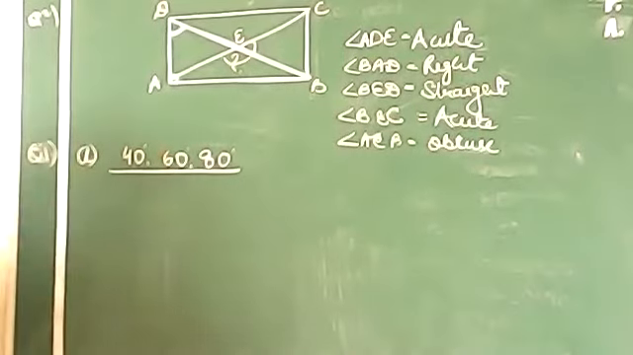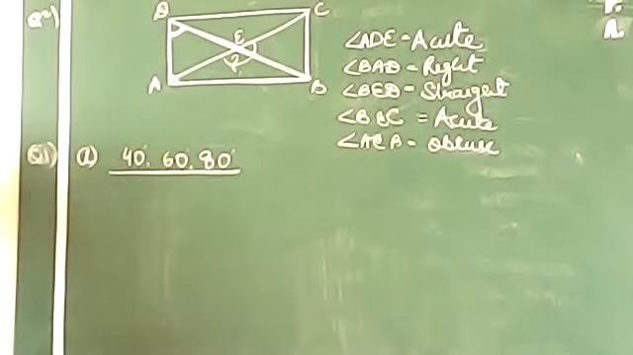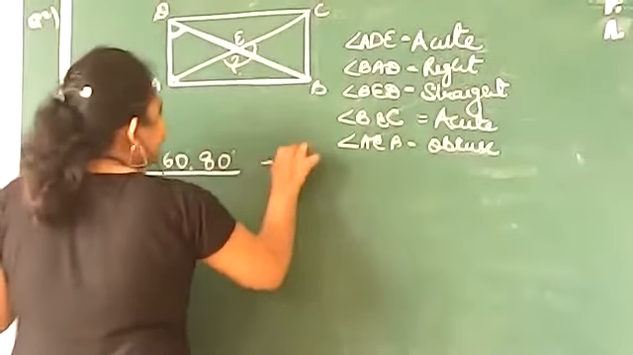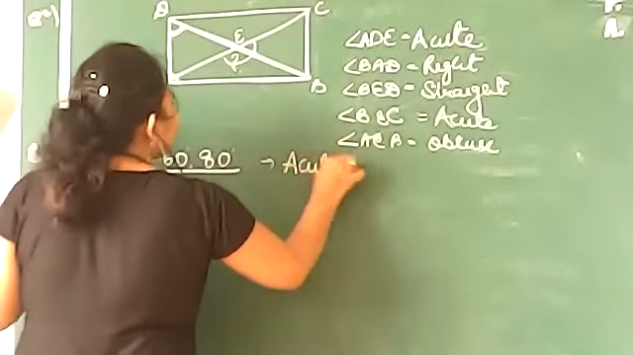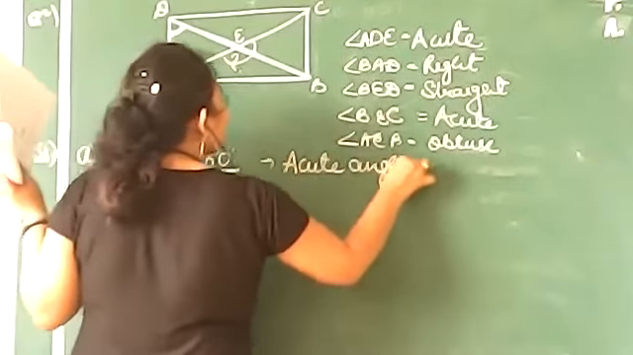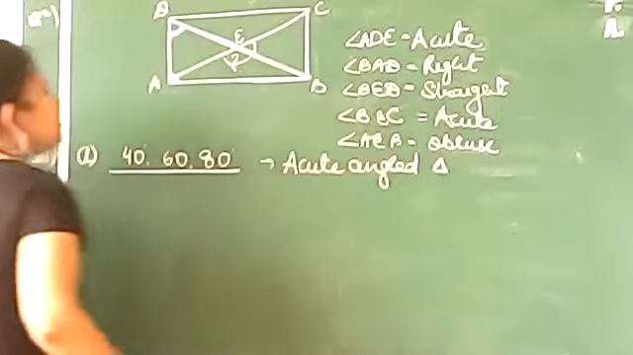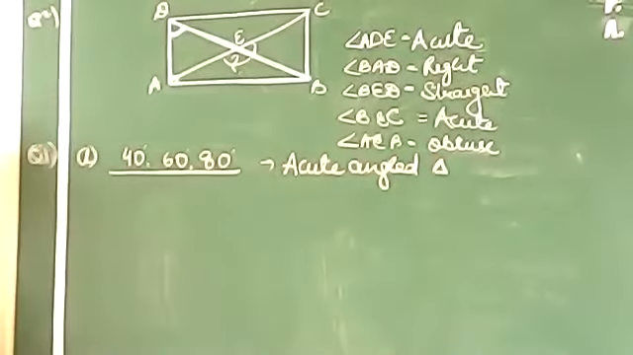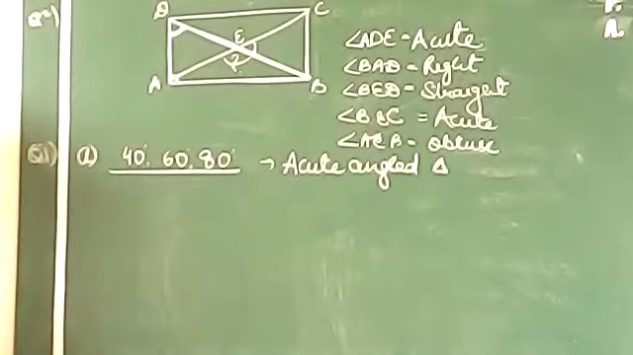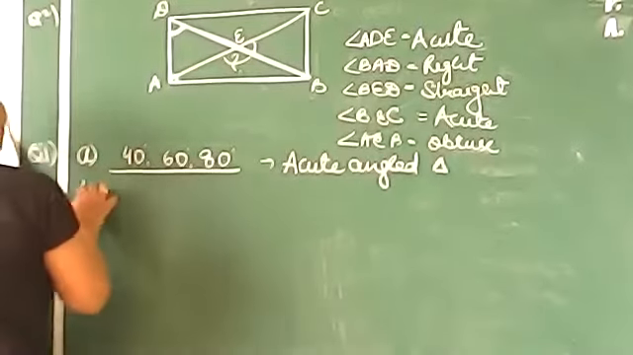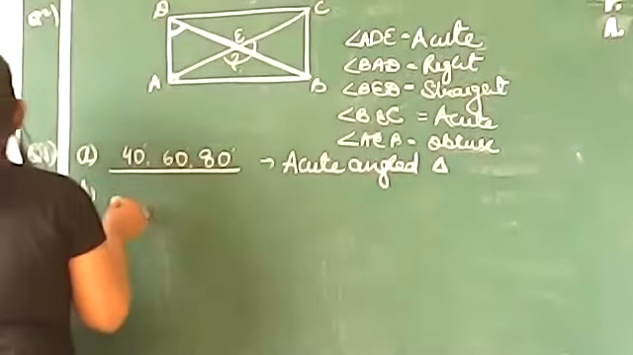It's acute angle, all the angles are acute. The name would be acute angled triangle. Beta, here sides are not given, angles are given. And when angles are given, you can call it acute angled triangle. Move on to the next one.